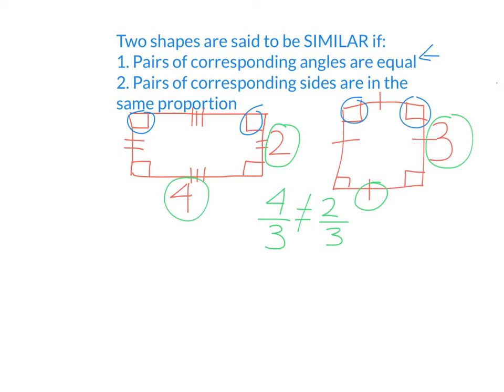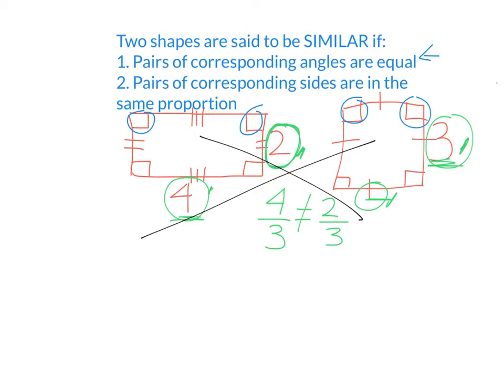That second condition basically means that if you take the first shape, you multiply each side by the same number to get the corresponding side in the other shape. We didn't do that here. We don't multiply 2 by the same number to get 3, as we do to get from 4 to 3. We need to multiply this side by a different number to get its corresponding side, then this side to get to its corresponding side. So these two shapes are not similar, even though pairs of corresponding angles are equal.